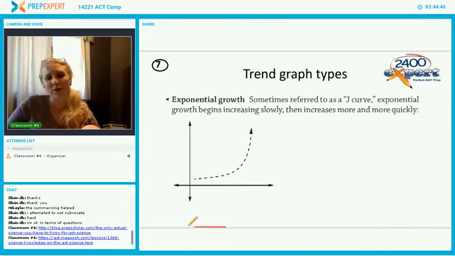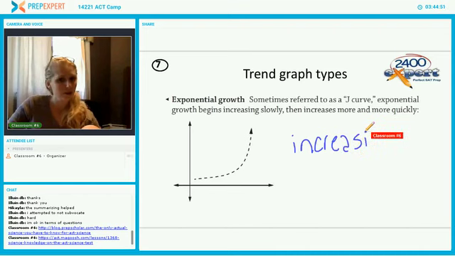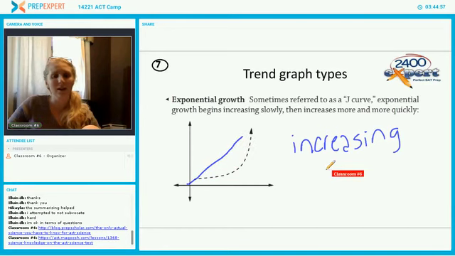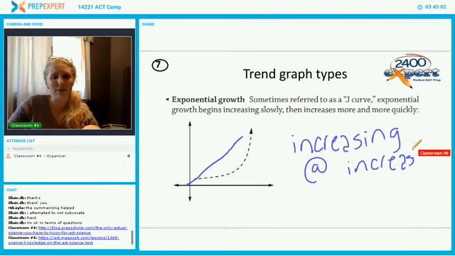Graph types, exponential growth. So we should know exponential growth means we are increasing at an increasing rate. So not only are we getting bigger, if I have a line, it's always increasing, but we're increasing at an increasing rate. That means with each successive step, we're increasing by more than we did the step before. So here we're increasing very slowly, and then we start to increase quickly, and then we're going to start increasing at kind of an infinite pace. So increasing at an increasing rate is kind of a valuable concept for you guys to know.